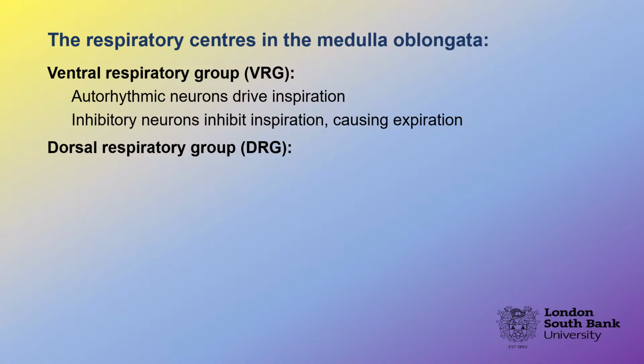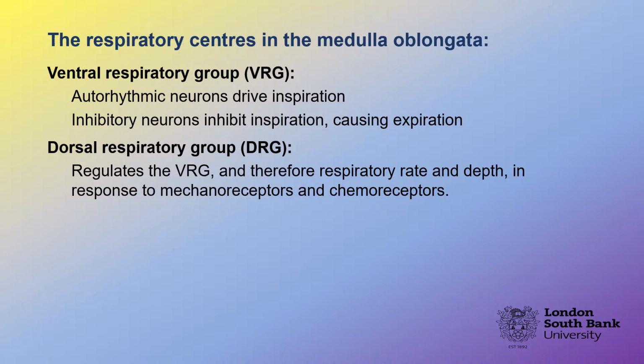Behind that, we have the dorsal respiratory group. The dorsal respiratory group regulates the ventral respiratory group, so we've got lots of little interneurons communicating between the two. Because it regulates the VRG, it also regulates respiratory rate and depth. And it does this because it receives inputs from various mechanoreceptors and chemoreceptors that we'll then talk about in part 3.